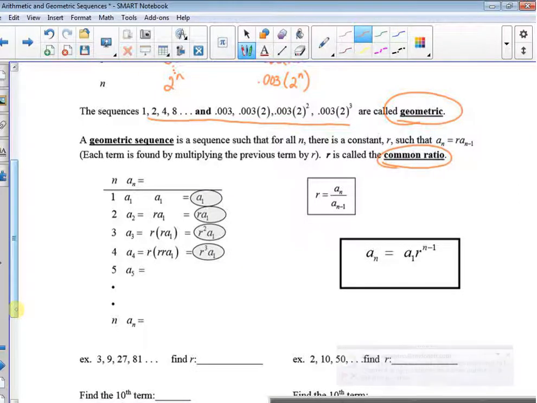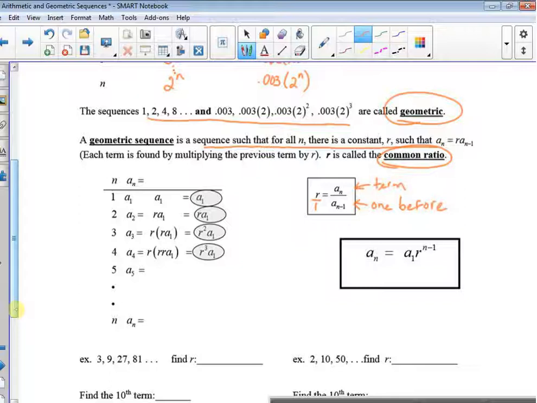A geometric sequence is a sequence such that for all n there is a constant. Each term is found by multiplying the previous term by r. r is called the common ratio. To find a common ratio, you take the term and divide it by the one before it. Then a sub n, if you solved this, kind of like cross multiplying, is equal to a sub 1.